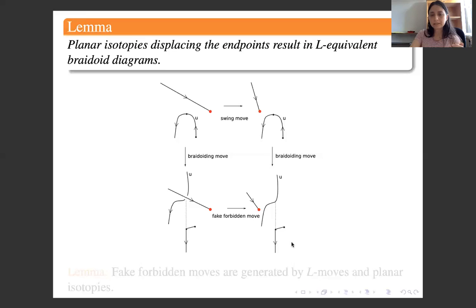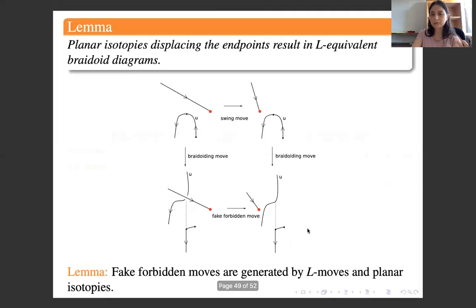So we need to show one more thing, because we say that planar isotopies displacing the endpoints result in L equivalent braidoid diagrams. L equivalence included just L moves, isotopy moves, and also fake swing moves, but we observe a fake forbidden move here for planar isotopy transforming under the braidoiding moves. So we have also shown that fake forbidden moves are generated by L moves and planar isotopy, so we are safe that the way we define L equivalence covers everything.